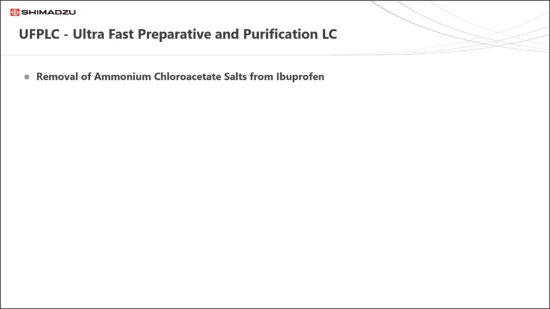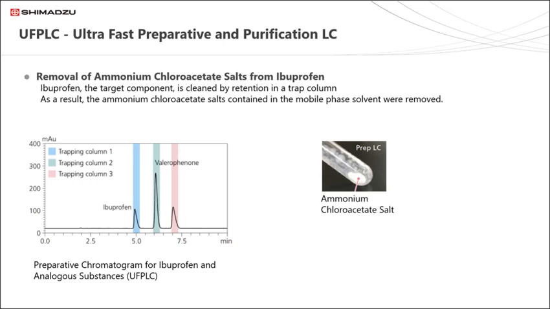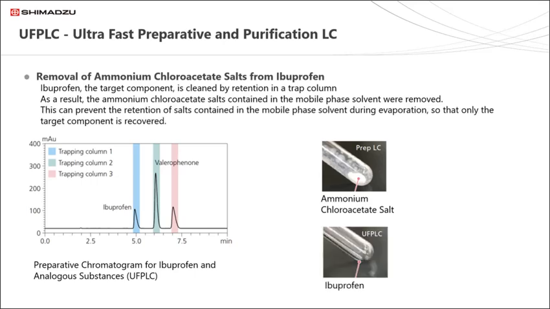Removal of ammonium chloroacetate salts from ibuprofen. Ibuprofen, the target component, is cleaned by retention on a trap column. As a result, the ammonium chloroacetate salts contained in the mobile phase solvent were removed by rinsing the trap. This prevents the retention of salts in the mobile phase solvent during evaporation, so that only the target component is recovered when eluted.